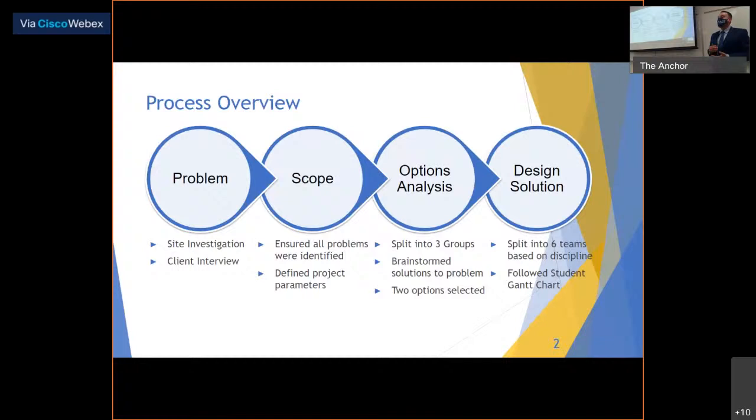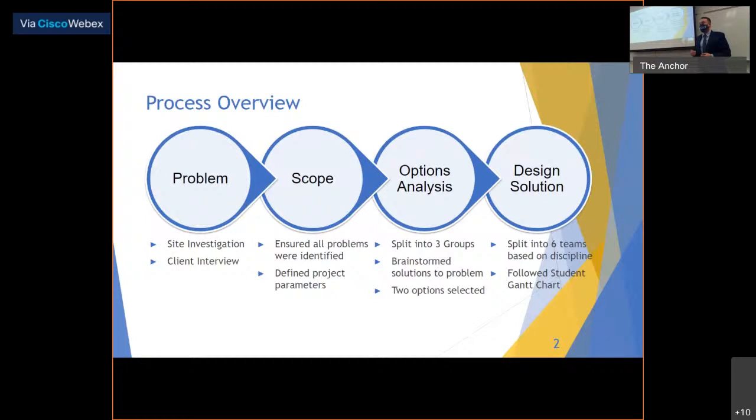From there, we were able as a class to determine the scope or the parameters of the project. We wanted to make sure that we specifically hit on every point that the client wanted fixed or addressed. And so in order to do that, we wanted to make sure that we determined a very strong scope.